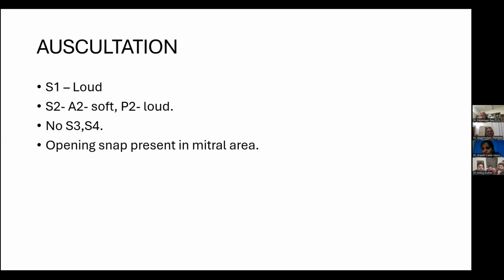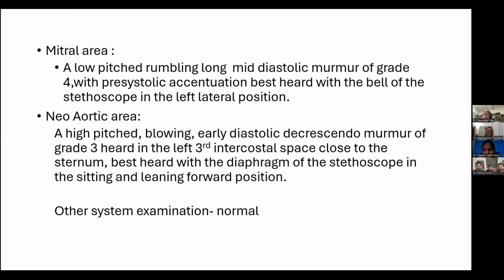You told everything except the most important thing. Neo-aortic area. What is the length of the murmur? Sir, it involved only the early part of the diastole, sir. It was not holodiastolic, sir. No. You said neo-aortic area. You said early diastolic, decrescendo murmur. Is it a short early diastolic or a long diastolic? It's a short early diastolic, sir.